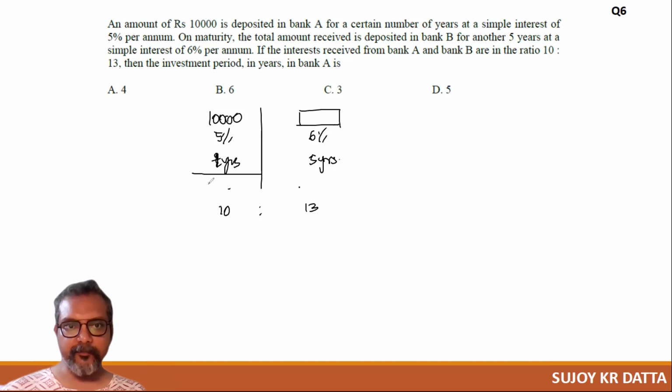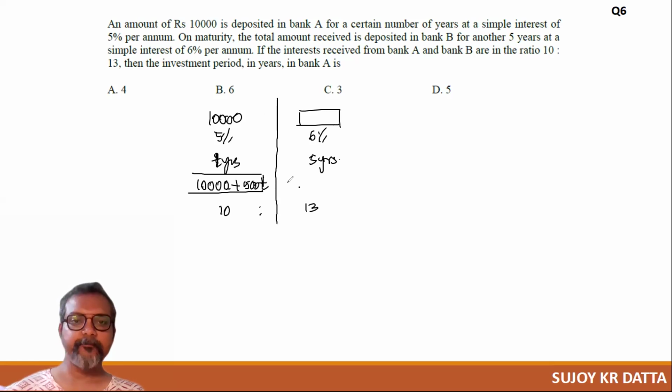So here, after investment, the total amount would become what? 5% of this would be 500. That is for each year. For T years, it would be 500 T. So it would be plus 500 T. That will be the total value of the investment. So the interest here is 500 T. That's the amount. That's the interest.